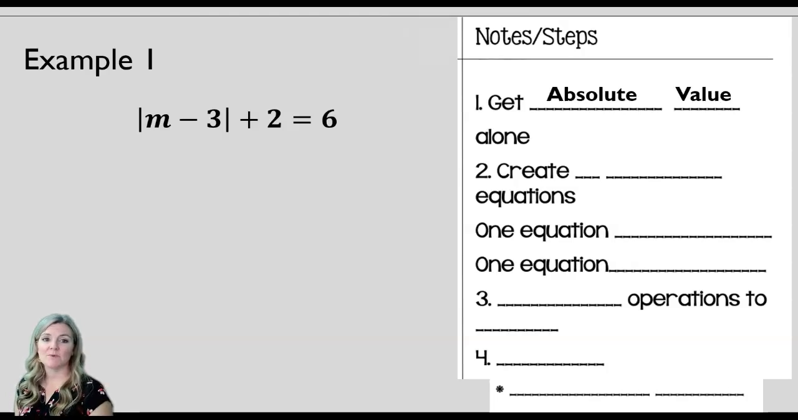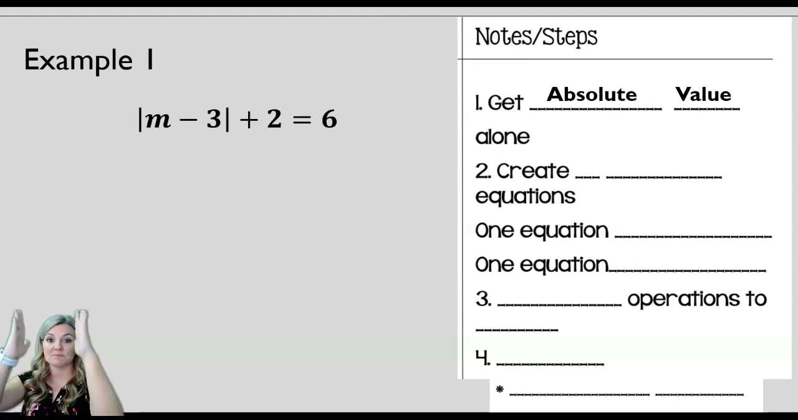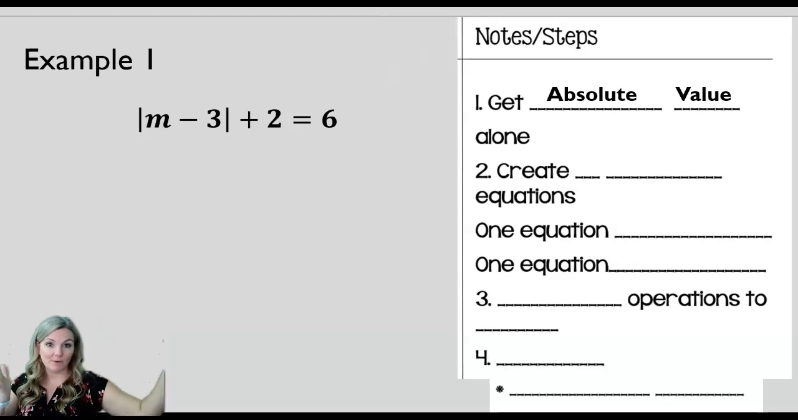Step 1 is we're going to get the absolute value part by itself. So the only thing that can be there in order for us to be able to solve it is those braces, and it needs to equal some number, okay? But like on this one, I have the absolute value of m minus 3, but then I have a plus 2. I don't want that plus 2. My absolute value piece has to be by itself in order for me to solve it.